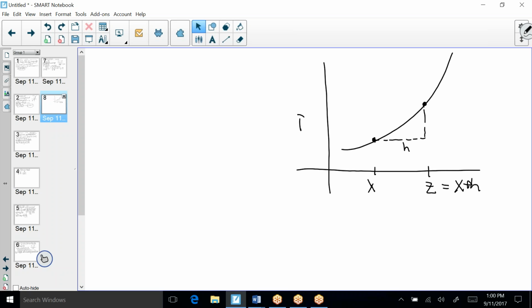And so this point P is going to be x sub 1, f of x sub 1. Not x sub 1, we're just calling it x, f of x. All right, and then we'll call this point q, and we're calling it z, f of z.